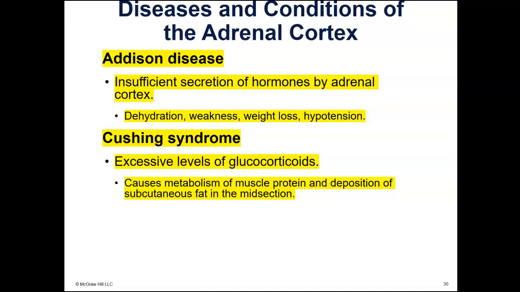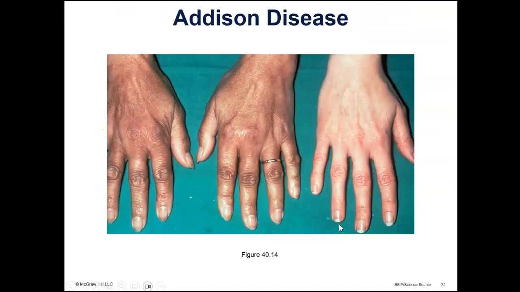causes the metabolism of muscle protein, so it breaks down your muscle tissue, and deposition of subcutaneous fat in the midsection. Here's a picture of a person's hands with Addison disease. See the weakness in the muscle tissue? It just, here and here.